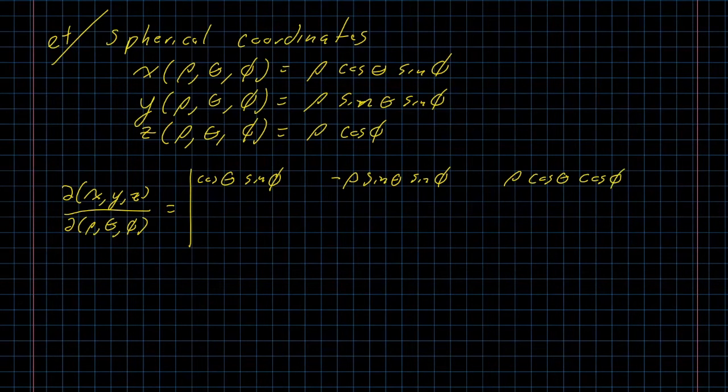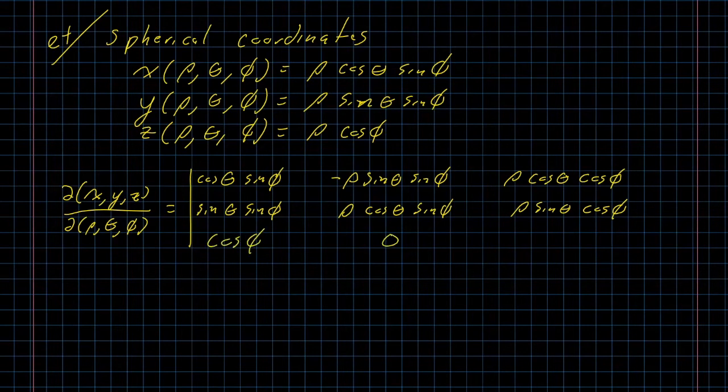Partials on y, we will get sine theta sine phi. We'll get rho cosine theta sine phi, and we'll get rho sine theta cosine phi. Partials on z are going to give us cosine phi, 0, and minus rho sine phi.